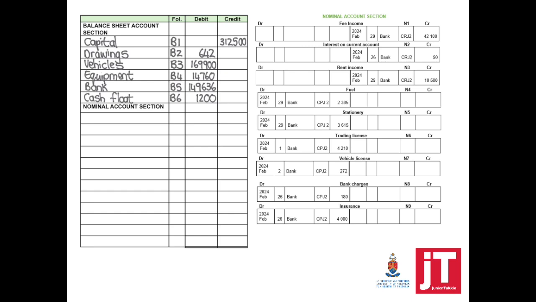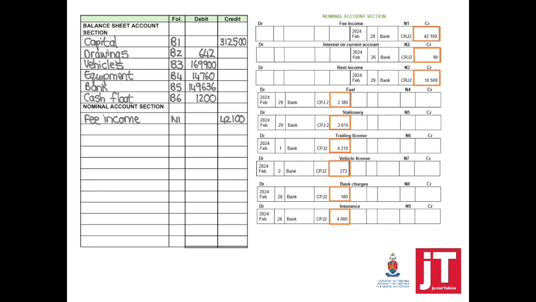In my nominal account section, again, we're going to take all our new totals. So in this case, these were the only totals that appeared there. So the same account number will be used on the same side. It appears in the general ledger, it should appear in the trial balance.